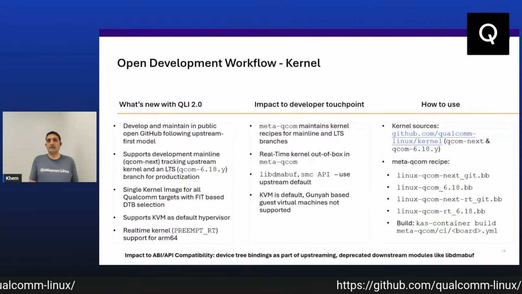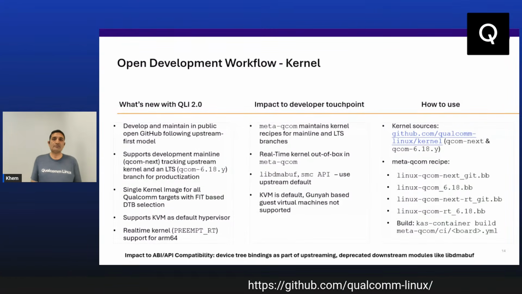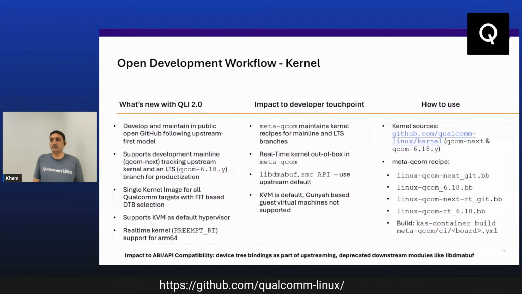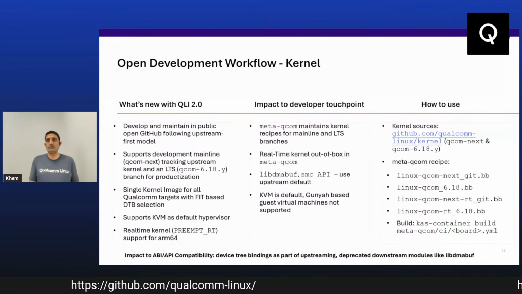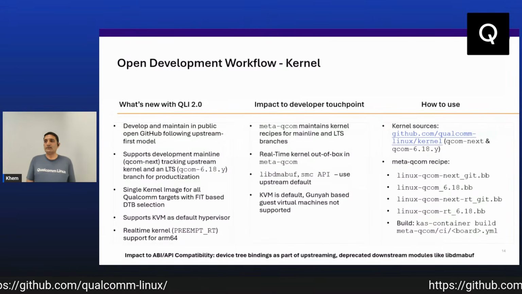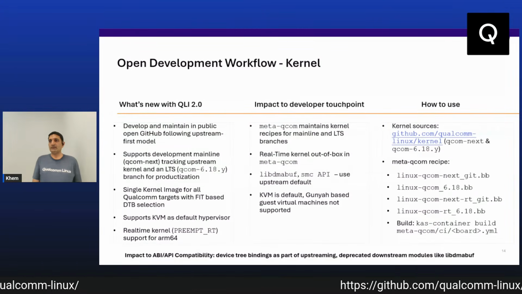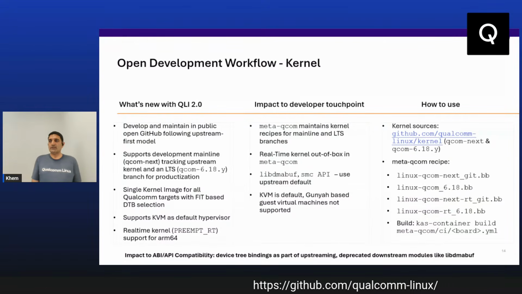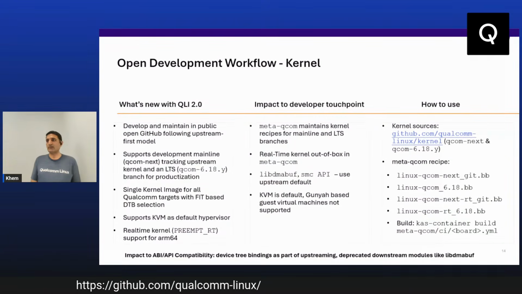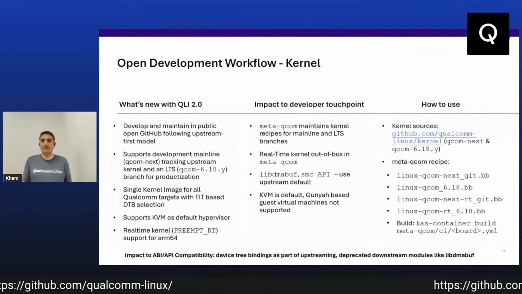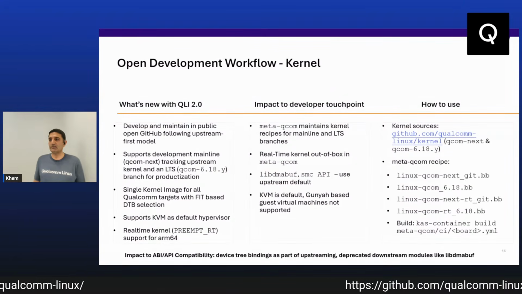Meta-Qualcomm maintains the kernel recipes. So if you're building it as part of Qualcomm Linux, then the recipes would be in Meta-Qualcomm. And similarly, the real-time recipes will be there as well. And if you're just a kernel developer, you could just look at the kernel sources. I've given the links there on the side. You can look at particular branches or you can look at the mainline.